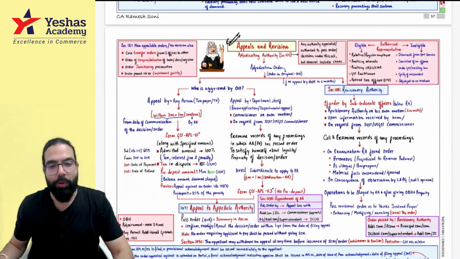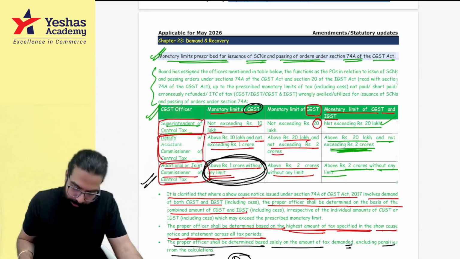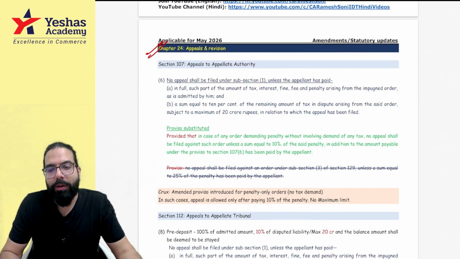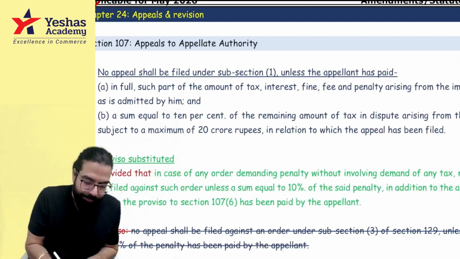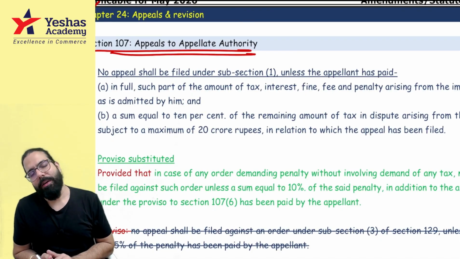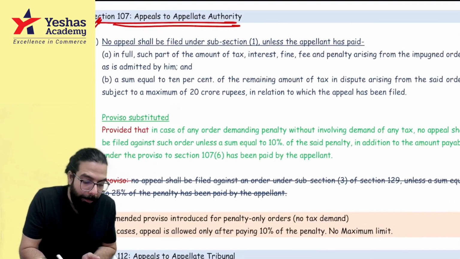What is the amendment, everyone? What is the amendment in the chapter of appeals and revision? Listen. In appeals and revision they have gone ahead and told everyone, what is the amendment? Kindly concentrate in class. Appeals and revision. Okay, listen.